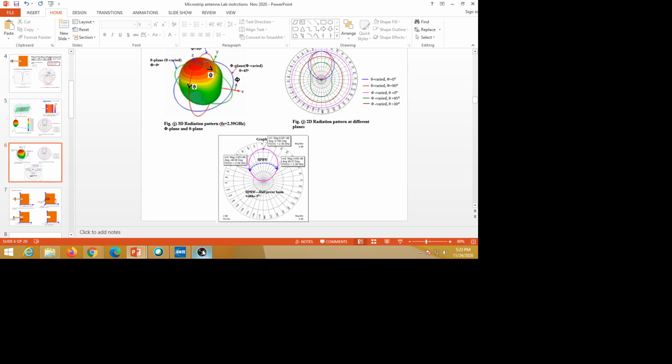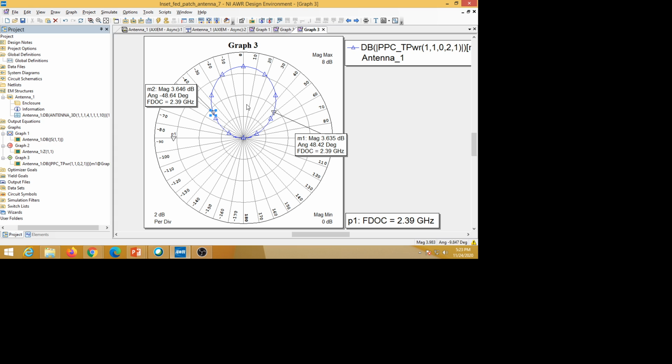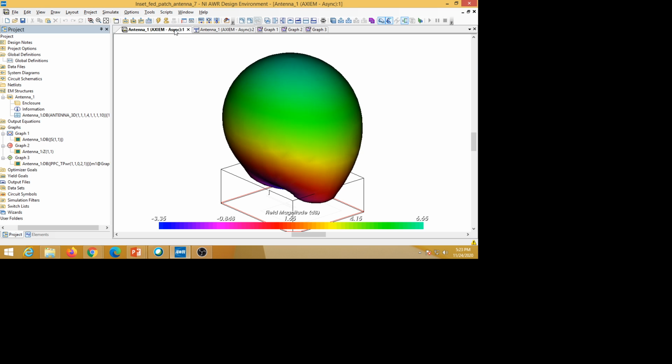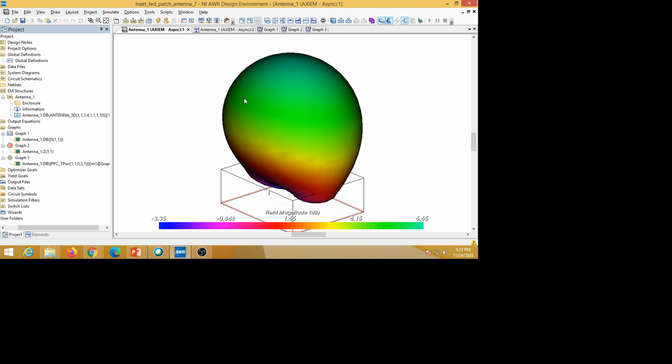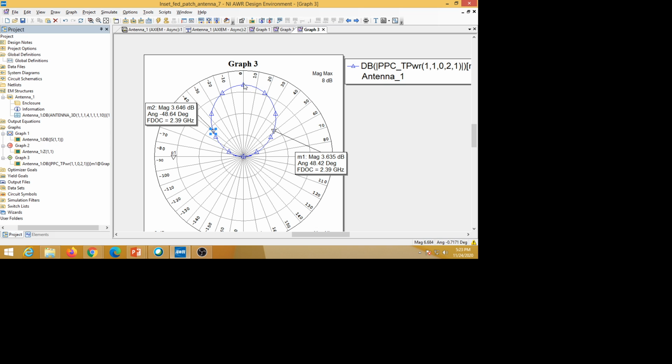So here, what we did in the AWR tool, we have taken a cross section of this, from that cross section, 2D. If you take a vertical cross section, that is phi is 0, theta varied, the graph is like this. It's a maximum value. See here, the maximum value is 6.6 dB. So what we got here, the maximum is 6.6, from the marker we got here, it is 6.6 dB.